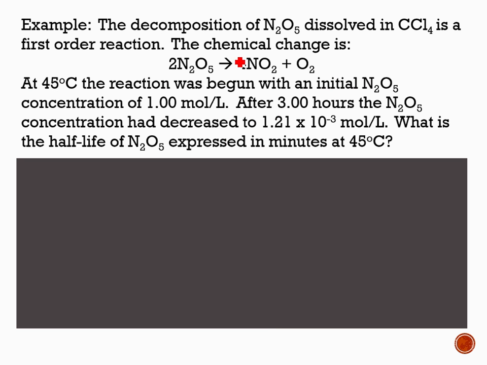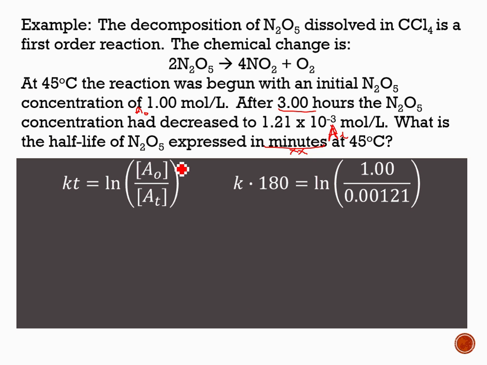A little more in-depth question. The decomposition of dinitrogen pentoxide dissolved in carbon tetrachloride is first order. The chemical equation describes that process. At a certain temperature, the reaction was begun with an initial concentration of 1, so that would be our A naught. After 3 hours, the concentration had decreased to 1.21 times 10 to the negative 3. That would be our A sub t, after a certain time, 3 hours, t. What is the half-life expressed in minutes? Always read your question. If it directs you towards a unit, please be very careful that you hit that unit in your answer.